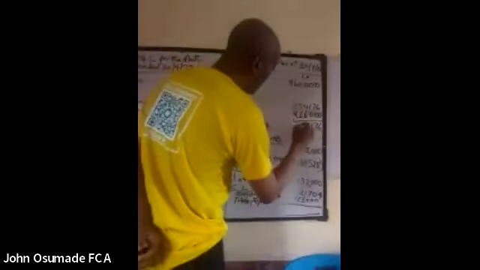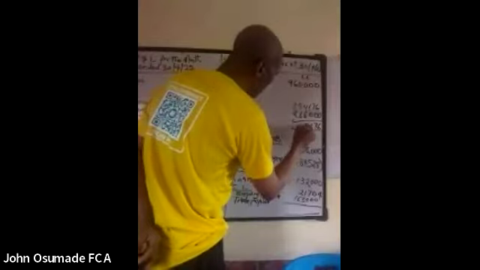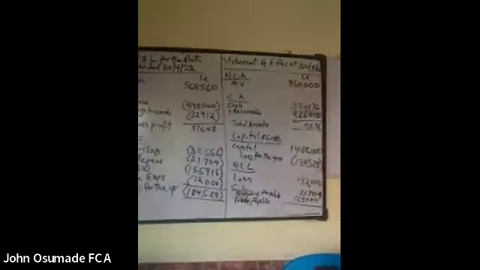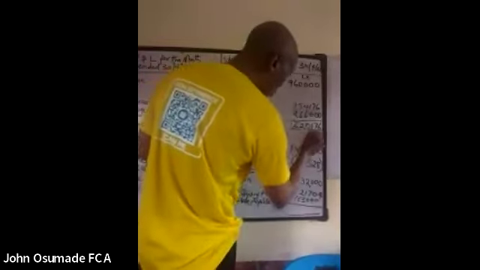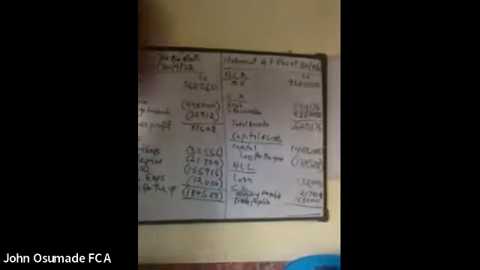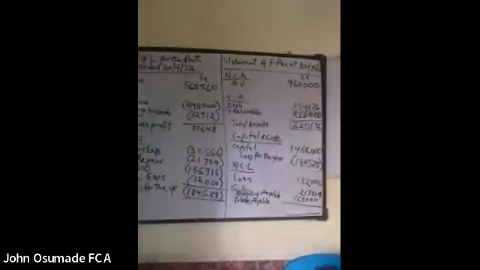I think I have 1,620,176. That's 960 plus 394,176 plus 266,000.